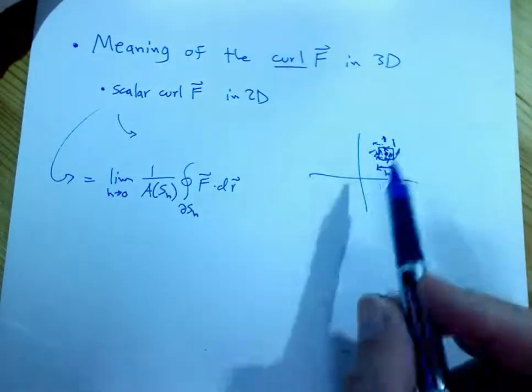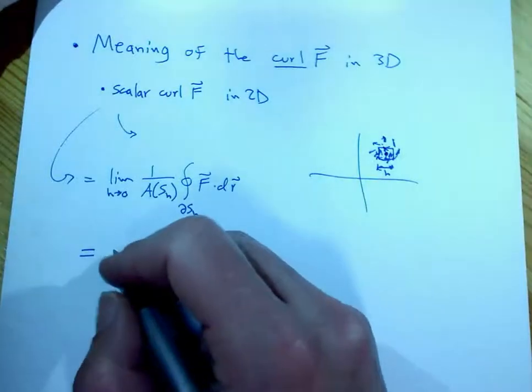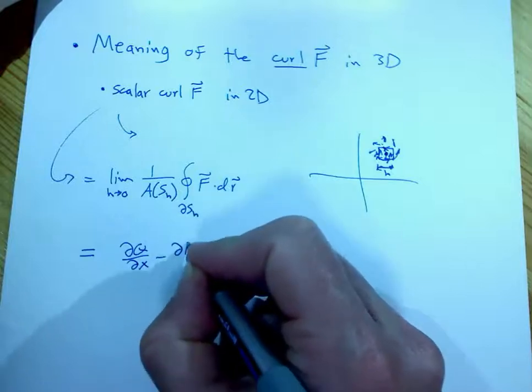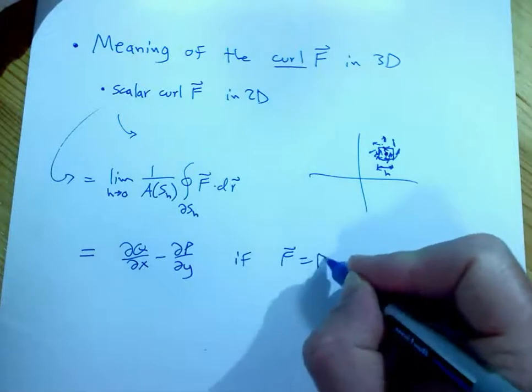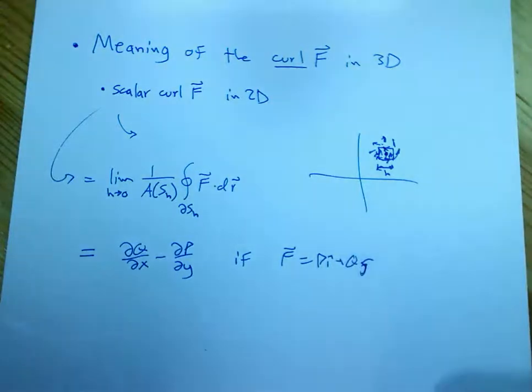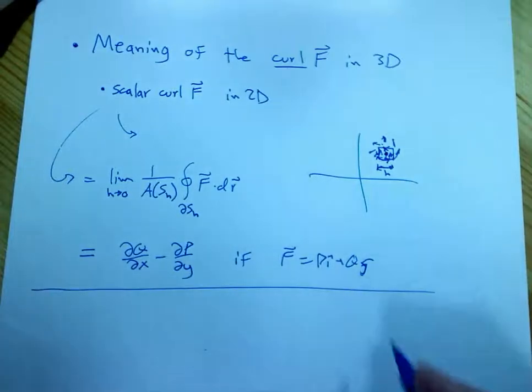It turns out to not really depend on exactly what shape you take. If it's a square or a circle, you get the same thing. And a calculation turns out to give that it, in fact, is just dQ/dx minus dP/dy if F is Pi plus Qj. Okay, so with that in mind, we're going to look at a 3D vector field.